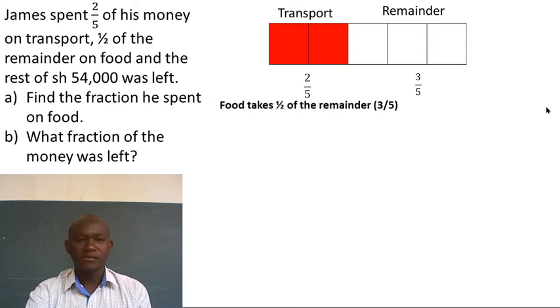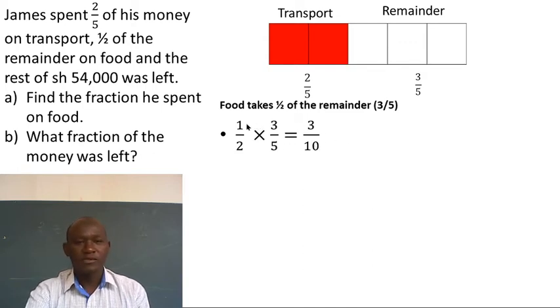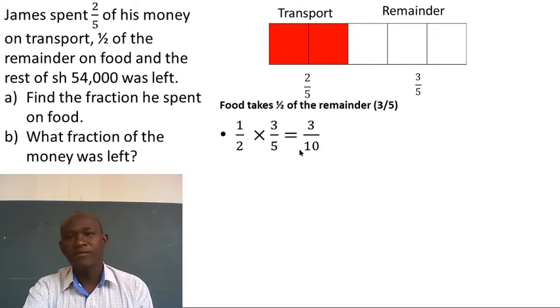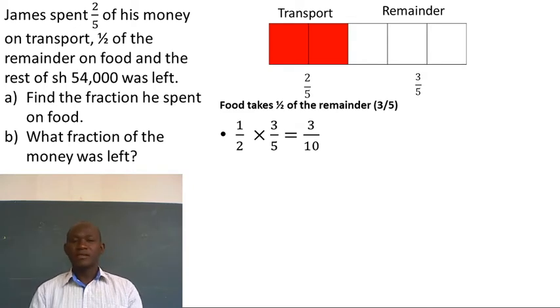Food takes a half of the remainder according to our question, and our remainder is 3 out of 5. So we get a half times 3 out of 5, which gives 1 times 3 is 3, and 2 times 5 is 10. That means the fraction spent on food is 3 out of 10, as simple as that.